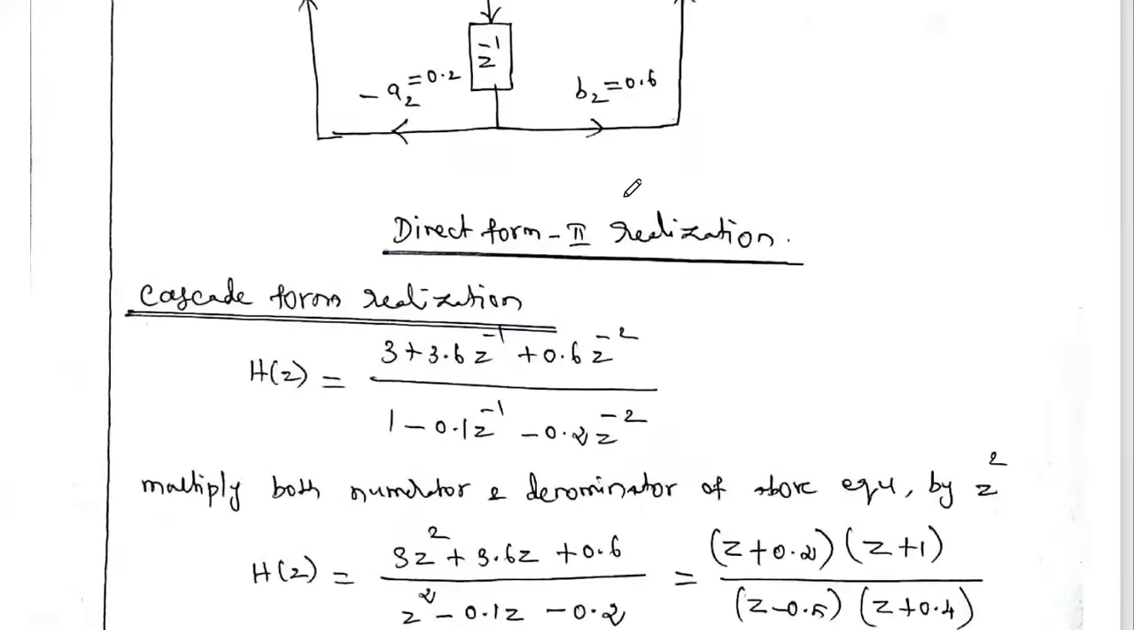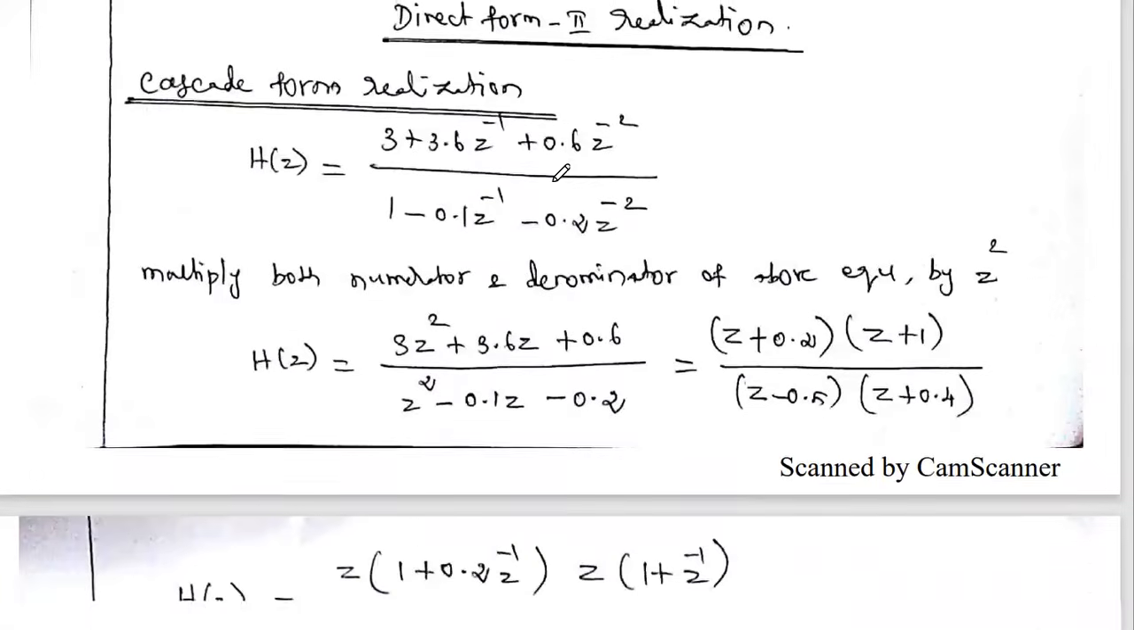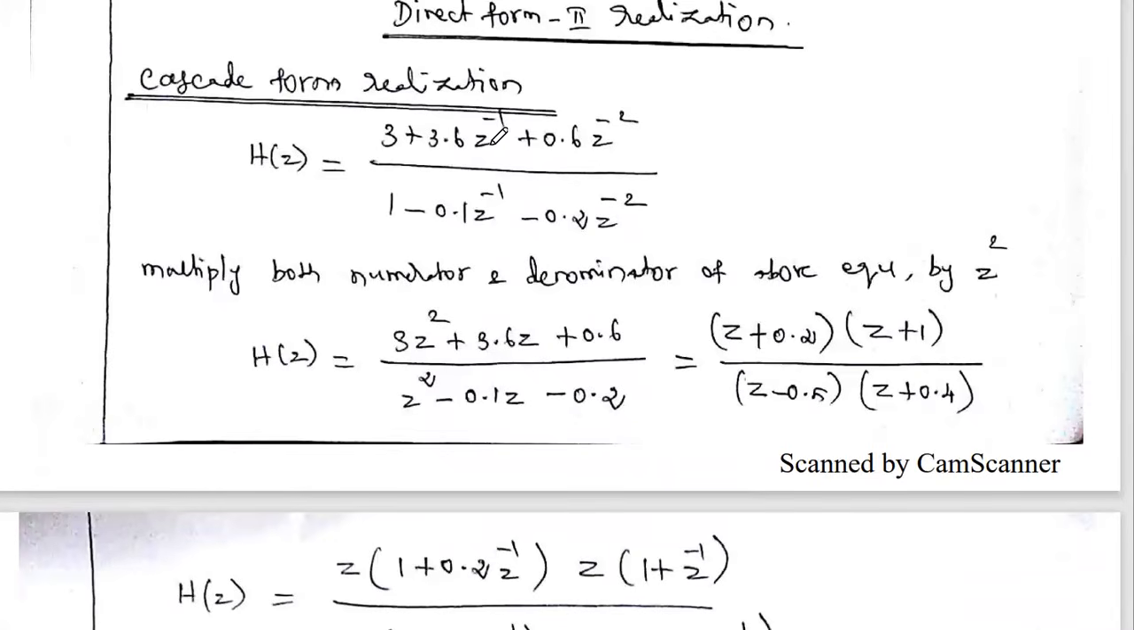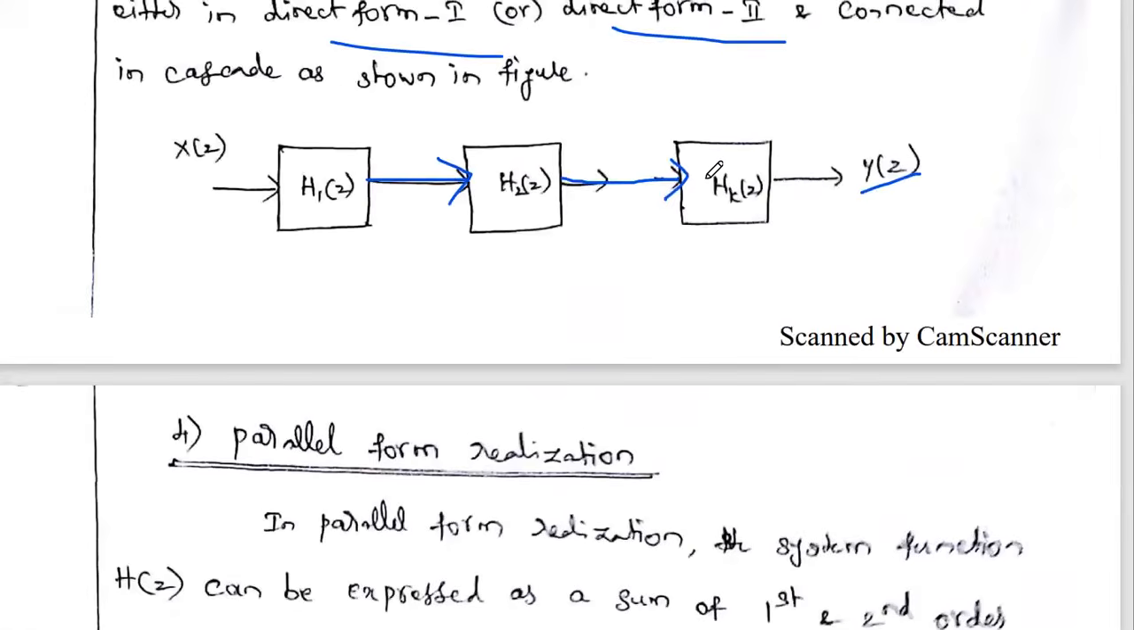Okay, then the third one, we are going to realize the given system in cascade form. So what is meant by cascade form? Already you know in cascade form realization, the higher order systems can be split into the multiplication of the single order systems. We already discussed this in the previous video.